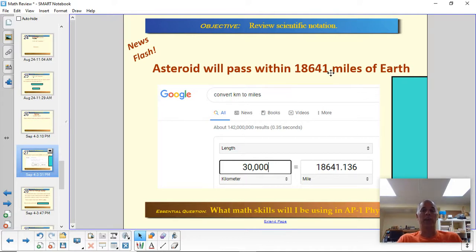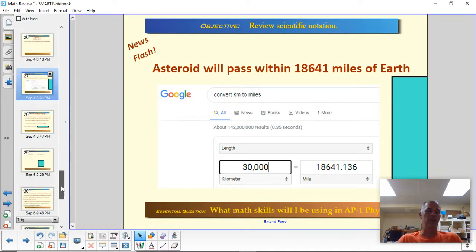And that's reasonable. If the story said the asteroid will pass within 20,000 miles of Earth a few years from now, we'd say, hey, okay, that's pretty good. And we all understand it's not exactly 20,000, it's about 20,000. But that's as precise as we can be given the information that the researcher provided to the newspaper.